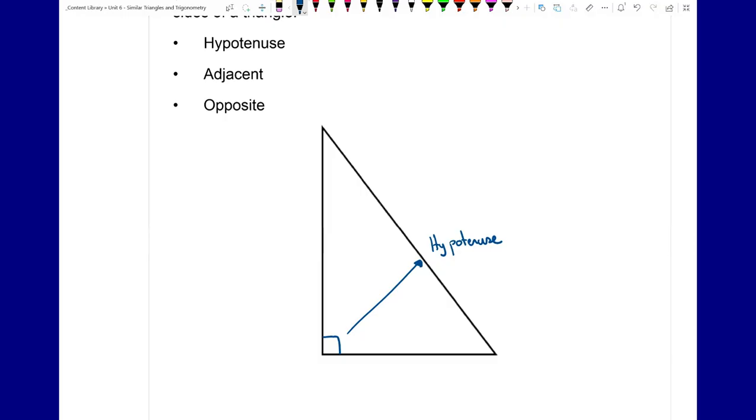Now this triangle might be rotated or oriented in a different way, so it might not be as straightforward as looking for the longest side. That's why it helps that the hypotenuse is always across from 90 degrees. Now our other two sides, the adjacent and the opposite, are based on what we call a reference angle.